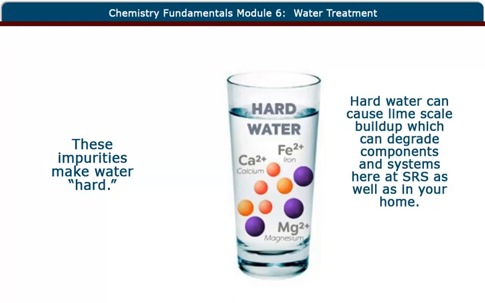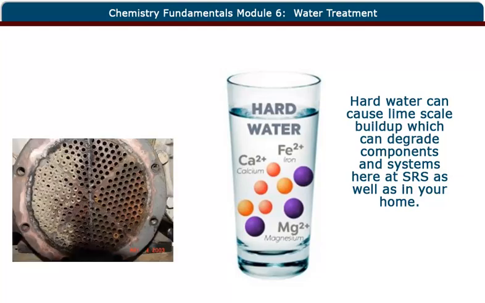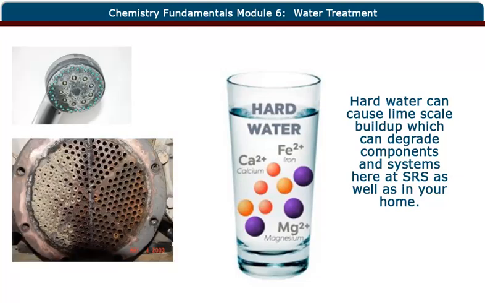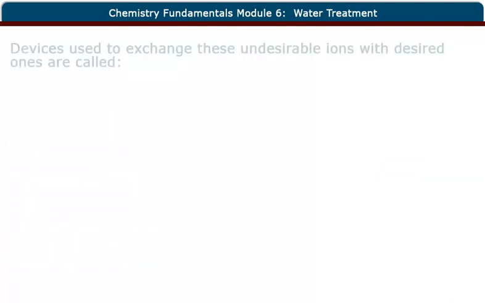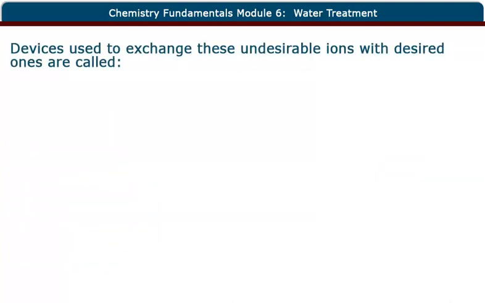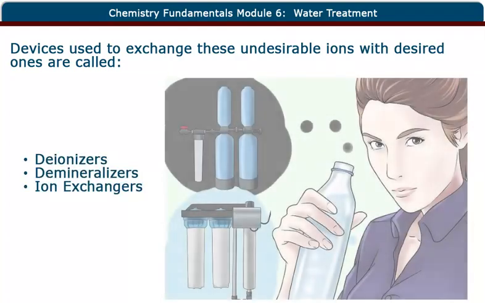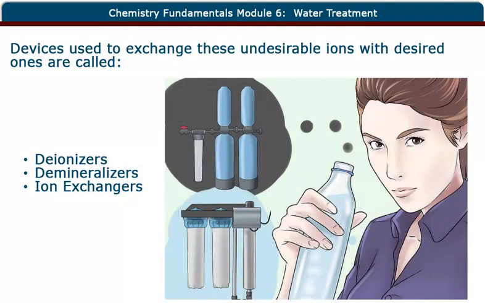These ionic impurities can cause limescale buildup, which can seriously affect the reliability and operating efficiency of process systems at SRS, and can also degrade components in your home. The devices used to exchange these undesirable ions with desired ions are called deionizers, demineralizers, and ion exchangers. We're going to go with the term ion exchanger. Sometimes you'll see ion exchangers abbreviated as IX.